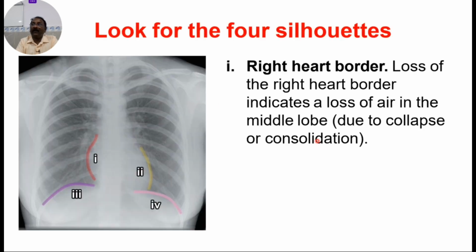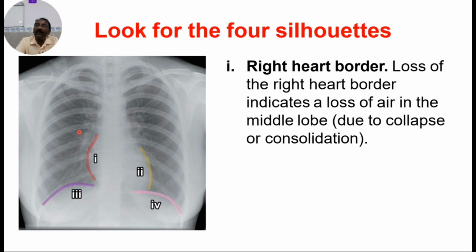See here, right heart border. So this is the right heart border. The loss of the right heart border indicates a loss of air in the middle lobe due to collapse or consolidation. So this is the big take-home point. Whenever you see the heart, you see whether the right heart border and the left heart border are visible. Suppose you are not able to see the right heart border clearly, that shows some pathology in the middle lobe. It may be due to collapse or consolidation.